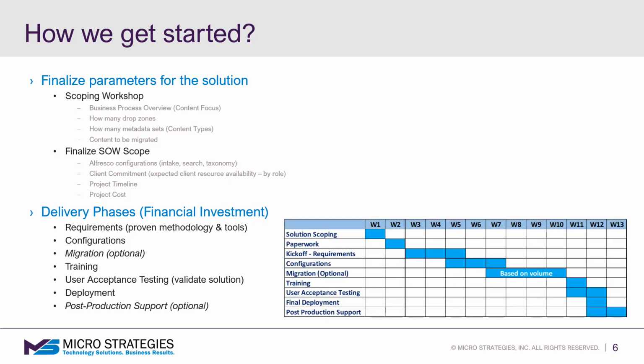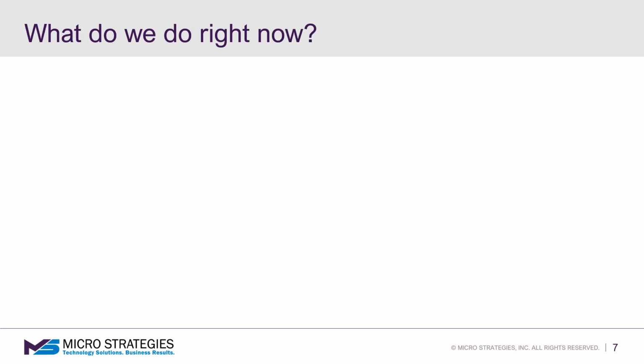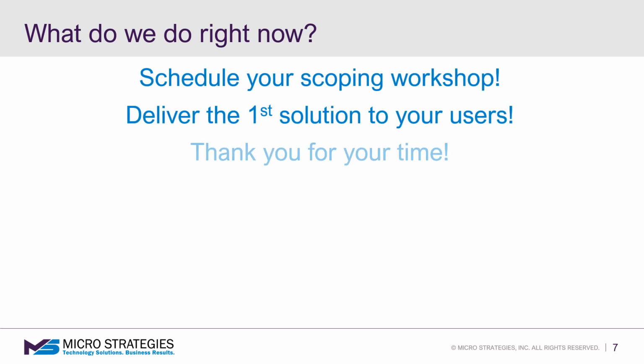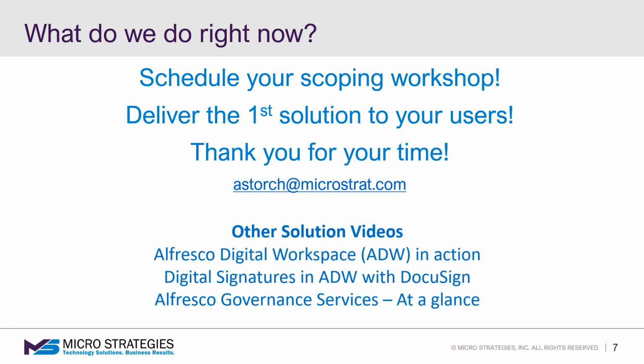From a timeline perspective, you're probably talking about 13 weeks with 2 weeks for paperwork initially. Of course, this is all going to depend on the level of configurations and the migration piece. So that's really going to drive what the timeline is. But again, we'll know that in the scoping workshop. So what do you need to do right now? Well, it's time to schedule your scoping workshop so we can deliver that first solution for your users.